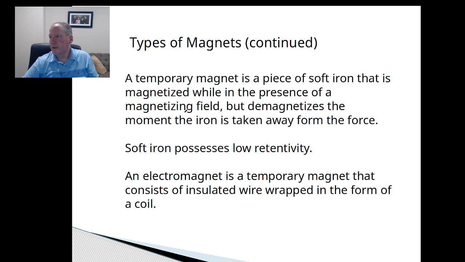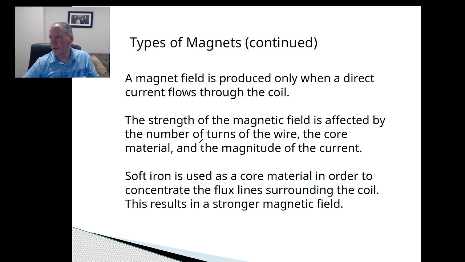All right? So you can make temporary magnets with just an iron that's magnetized, and then it normally will demagnetize once it's taken away. Now, really soft iron has low retentivity, but if you use a steel mixture, which is iron and other alloys, it has very high magnetism.